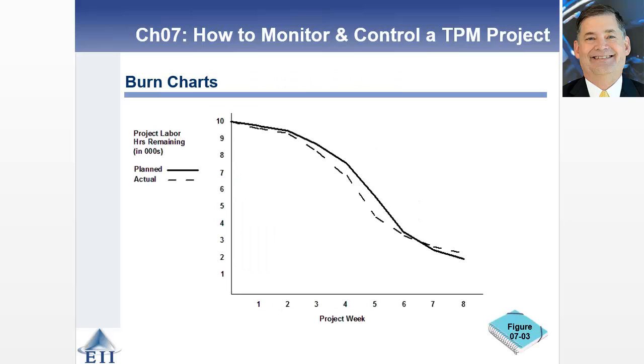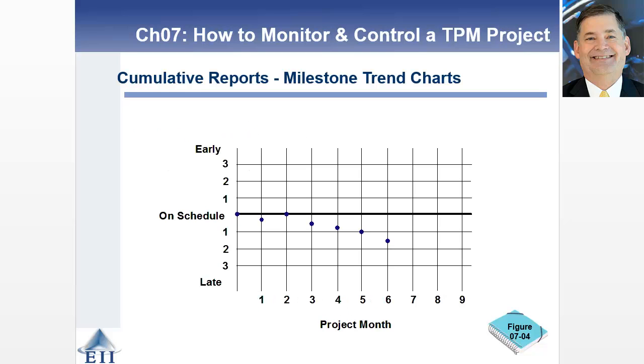When we look at burn charts, that's where we're tracking a particular resource. In this particular case, it's project labor hours remaining. And again, it's a planned versus actual. And again, if you look at this over the length of a project, you can get a sense of where you're ahead of schedule or behind schedule in terms of your burn of particular resources. And that could be any resource associated with a particular project.